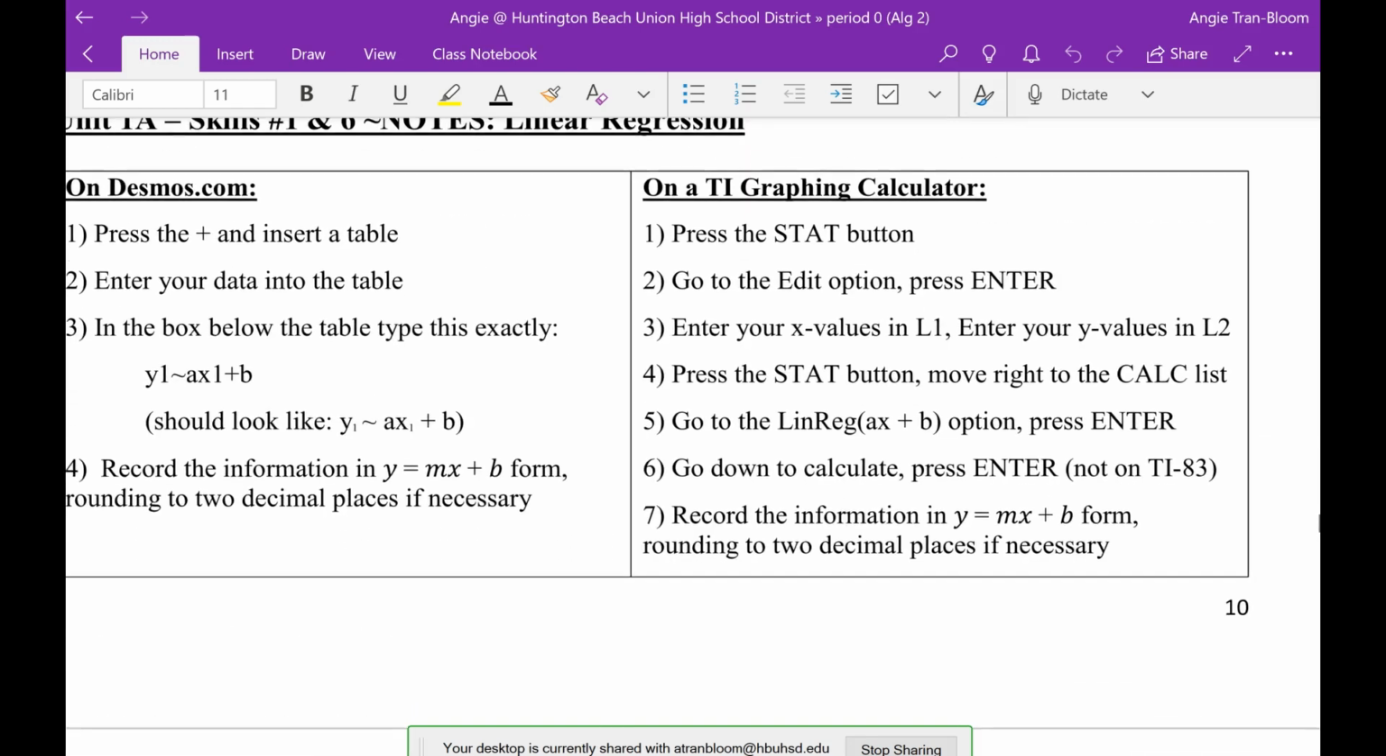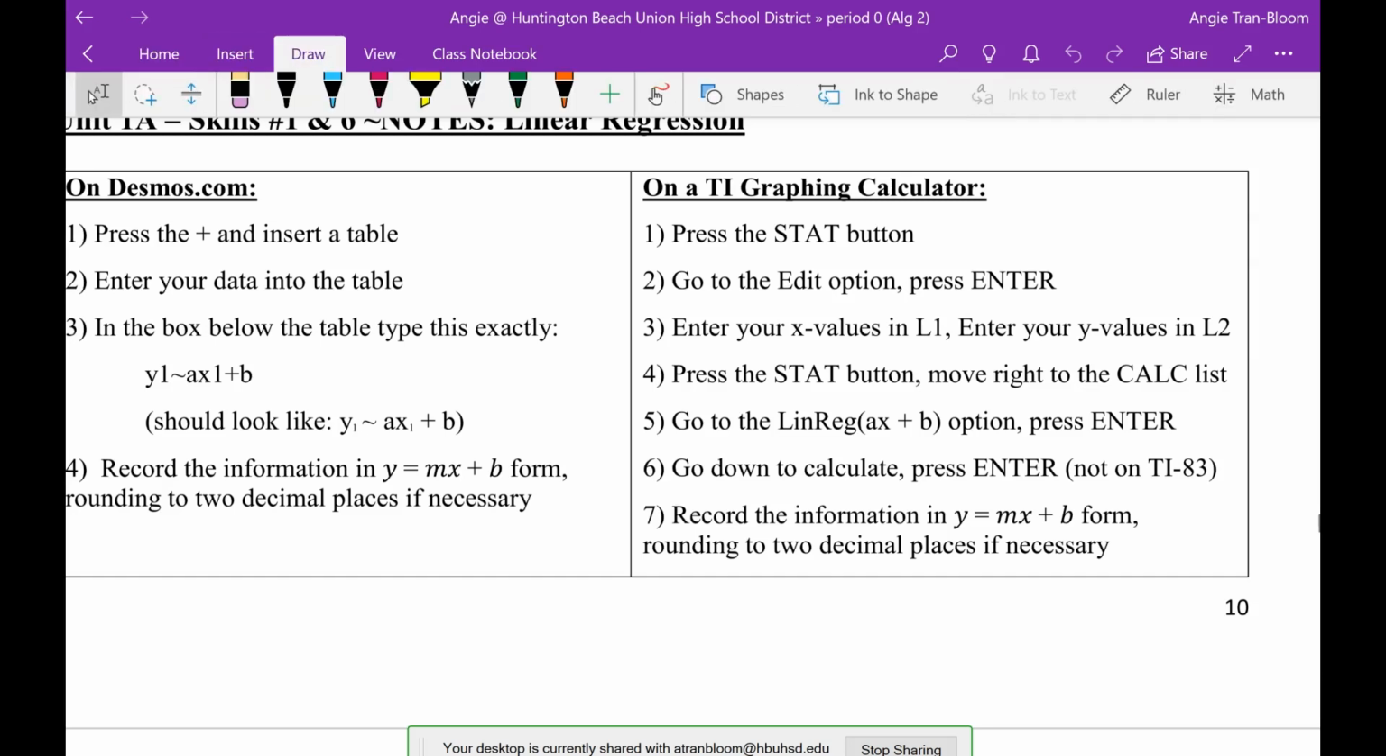So we did X values in L1, which is line 3 here, Y values in L2. Then it says here, press the stats button. Can you see where it says stats? So wherever you are, it doesn't matter, hit stats. Go to the right, it says calc. These instructions are already in your notes.